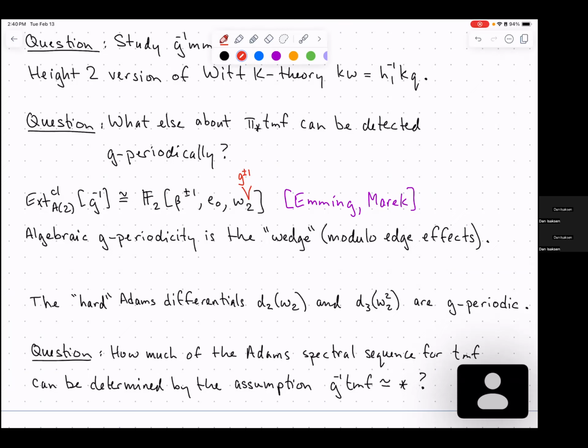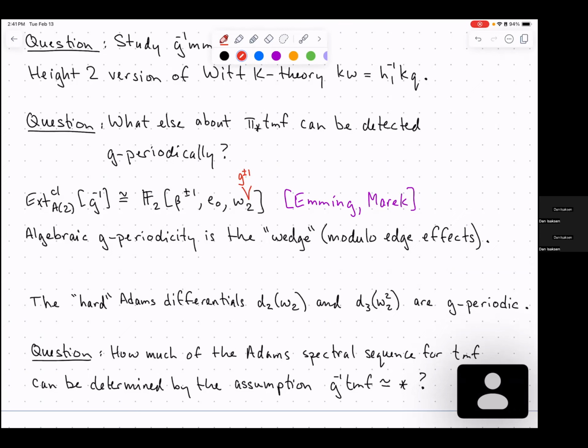And it's really exactly the same as the wedge, modulo edge effects. The wedge is actually some non-periodic thing, and so the elements along the boundary can behave a little differently. Things in the middle of the wedge are targets of differentials, but the things right along the edge, there's nothing below to hit them, so there can be little edge effects. But basically, we're exactly talking about the wedge when we talk about the G periodic classical cohomology of A.